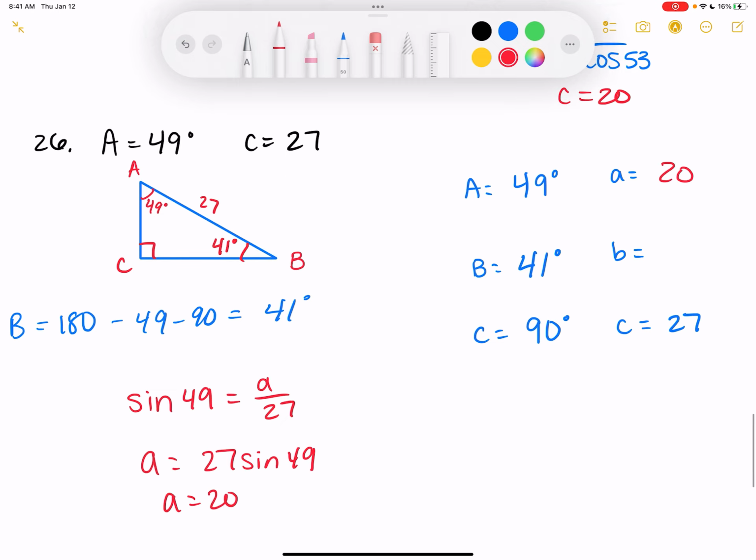And then how about my other side? Cosine. So what would that be? Cosine of 49 is equal to B over 27. Yep. Good job, Jenny. So B equals 27 cosine of 49.